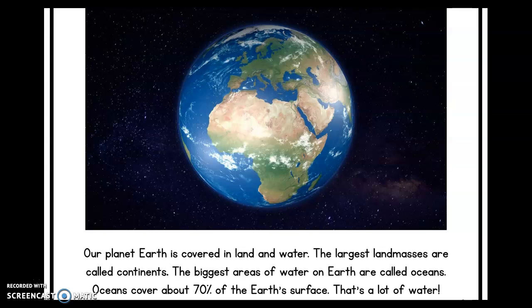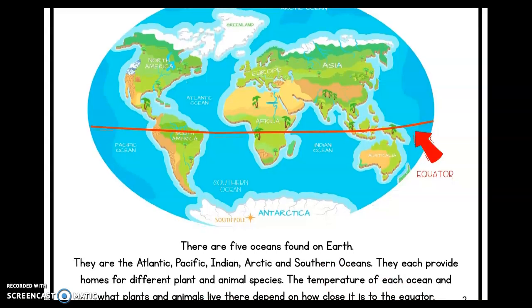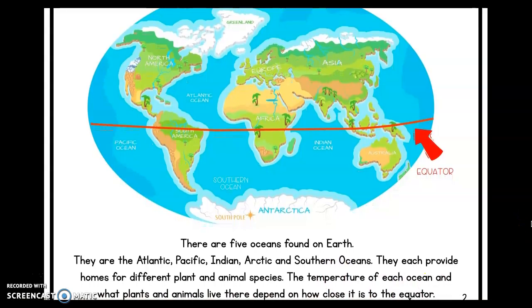All right, guys, we know that we live on planet Earth and it is covered in land and water. Those big land masses are called continents, which we already learned about, but the biggest areas of water on Earth are called oceans. Oceans cover about 70% of the Earth's surface, so they cover more than half of our Earth. That is a lot of water. There are 5 oceans found on Earth. They are the Atlantic, Pacific, Indian, Arctic, and Southern Oceans.